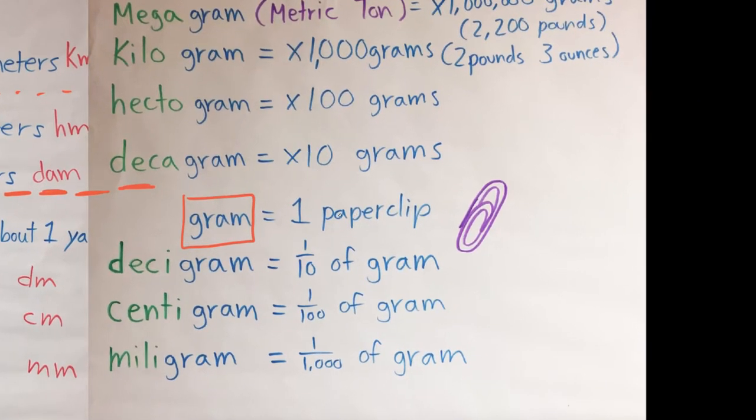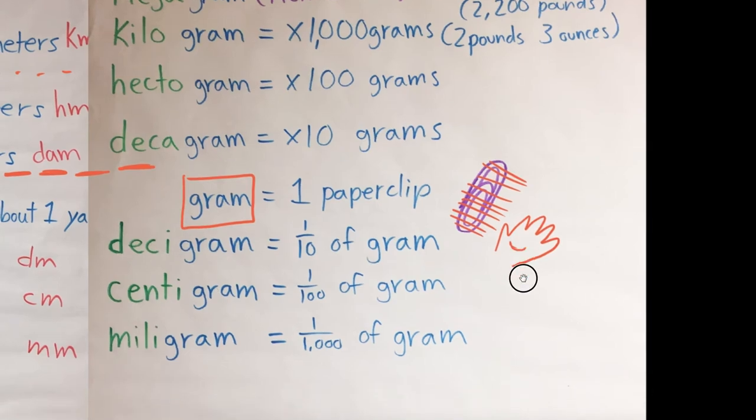With grams, the base unit is 1 gram, and I told you guys 1 gram weighs about 1 paperclip. So if you can imagine 1 paperclip, how it feels in your hand, how much that weighs is 1 gram. So a decigram is, if I broke this up into 10 pieces, and I took one of those 1/10 pieces and weighed it in my hand, that weight that I'm feeling in my hand is equal to 1 decigram.